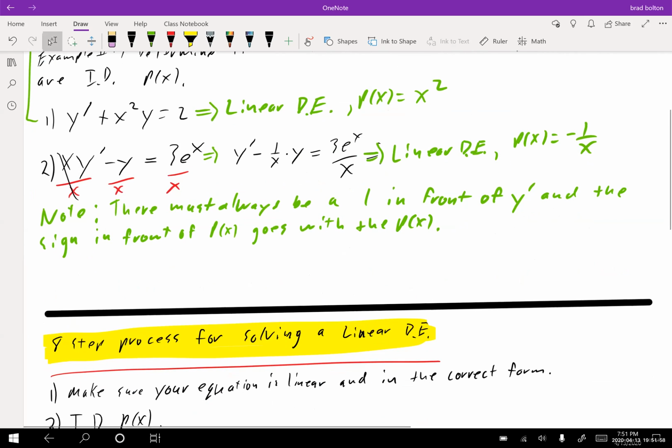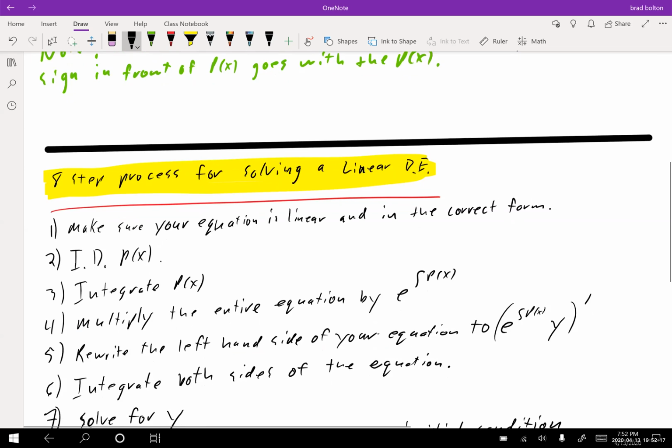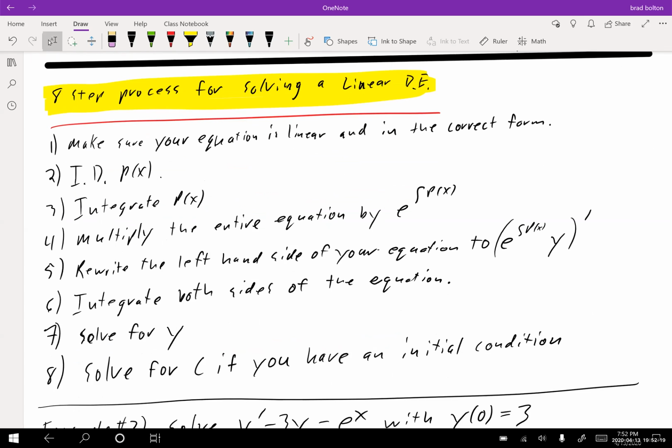And that's what this little note is down here. It says there must always be a 1 in front of the y prime, and the sign in front of p of x goes with the p of x. So whatever you call it, if you call it 1 over x, you better make sure that the sign that was in front of it comes with it when you go to work with it. So here's kind of the thing we're going to do. We're going to have this 8-step process for solving linear differential equations.